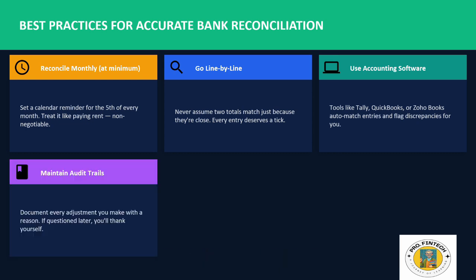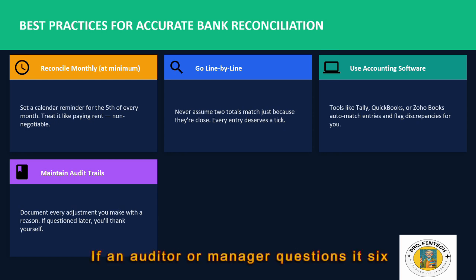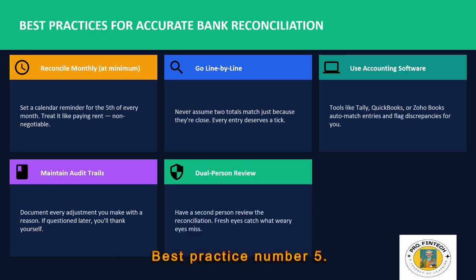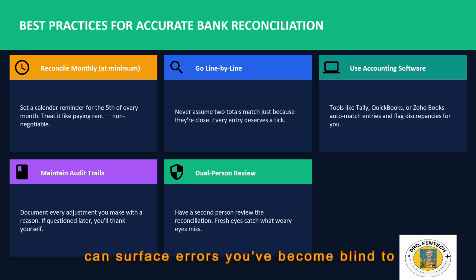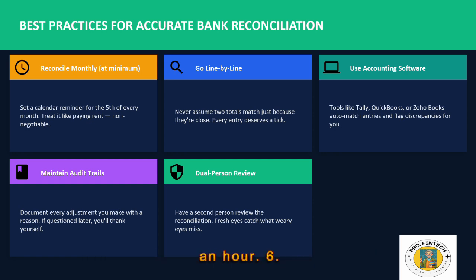Best practice number 4: maintain an audit trail. Document every adjustment you make and write down why you made it. If an auditor or manager questions it 6 months from now, you will thank yourself. Best practice number 5: have a second person review it. Fresh eyes catch what tired eyes miss. Even a 5-minute review by a colleague can surface errors you have become blind to after staring at the same spreadsheet for an hour.